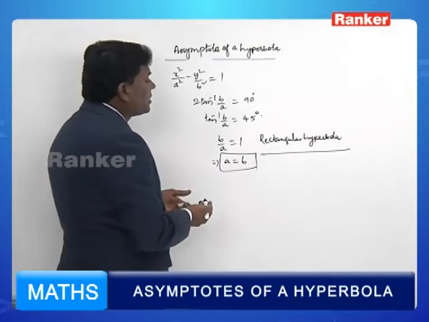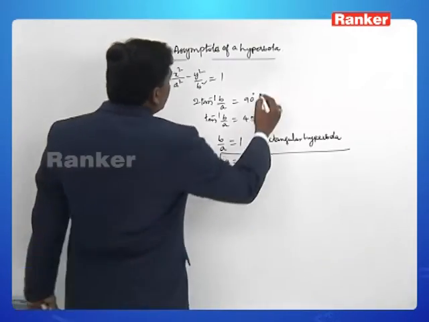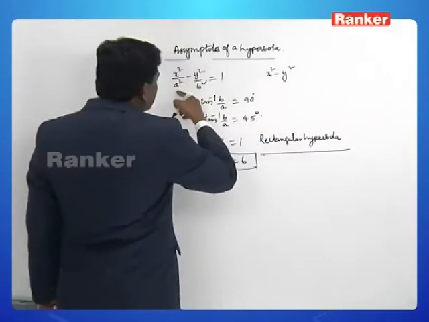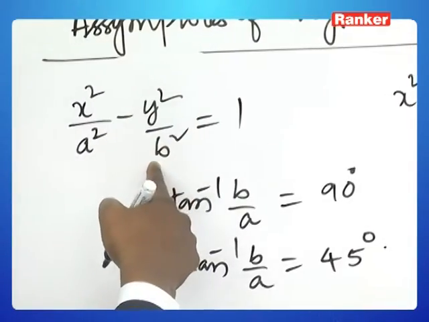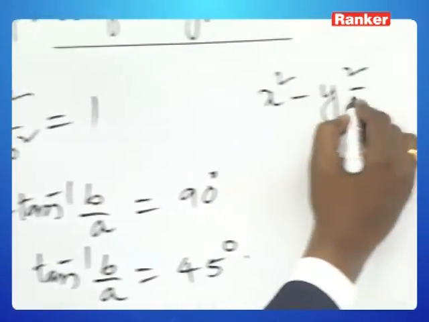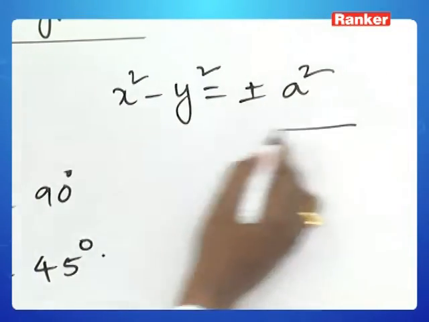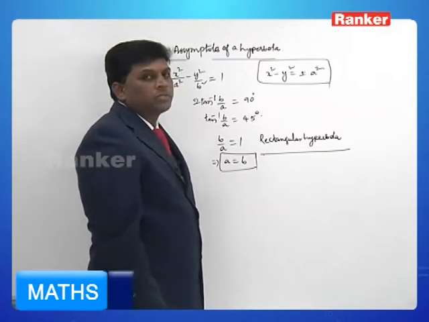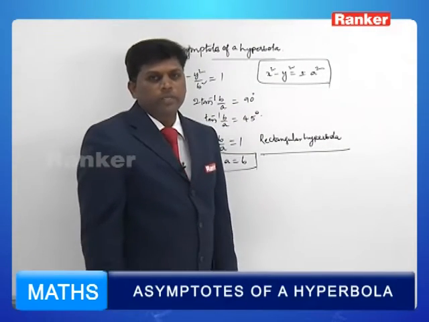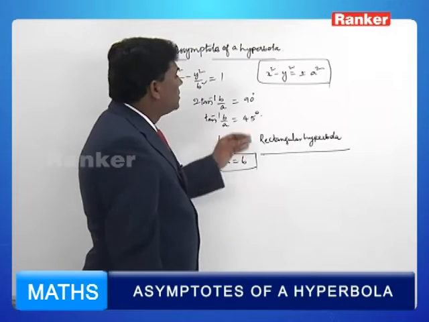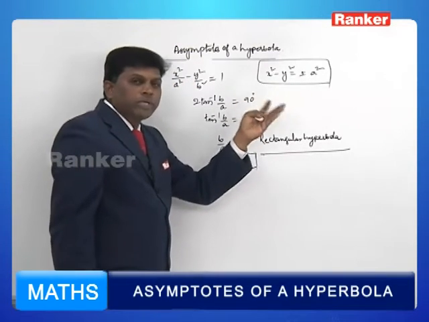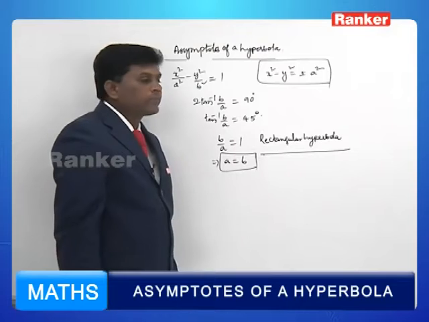The simplest form of a rectangular hyperbola can be written as x square by a square minus y square by a square equal to plus or minus 1. Multiplying by a square, we get x square minus y square equals plus or minus a square. So a rectangular hyperbola will take this standard form in its simplest form.